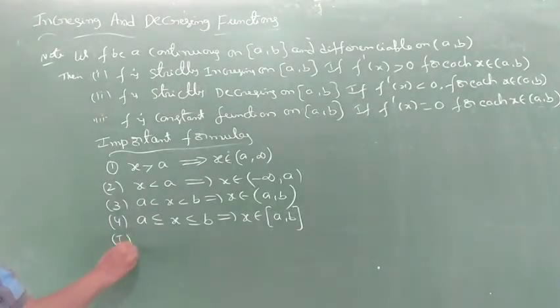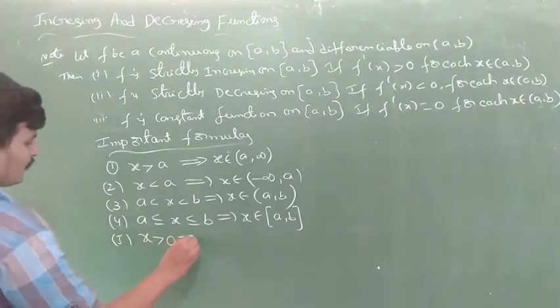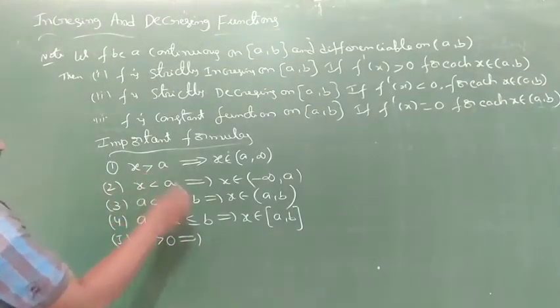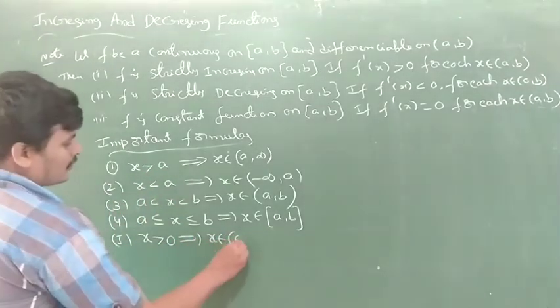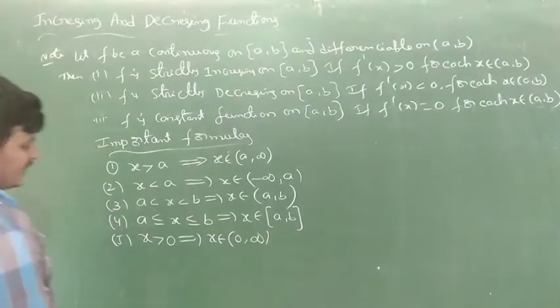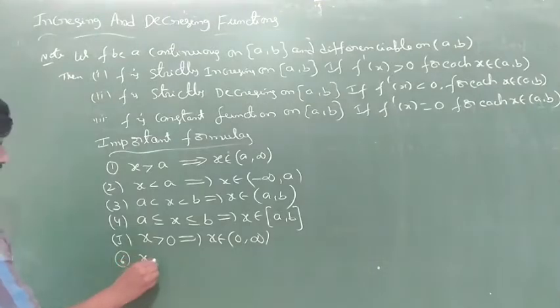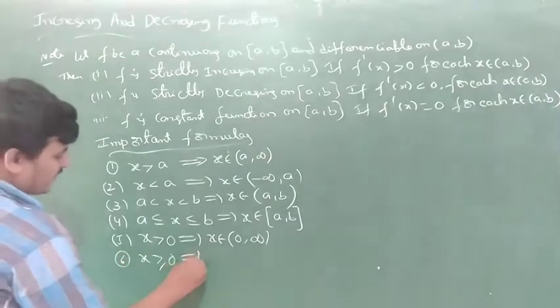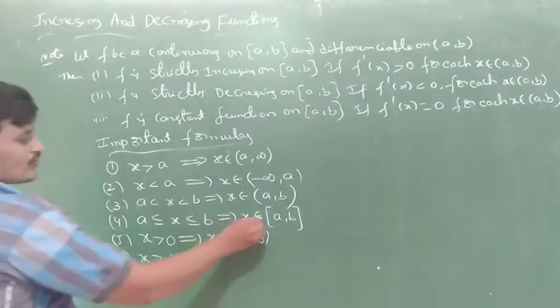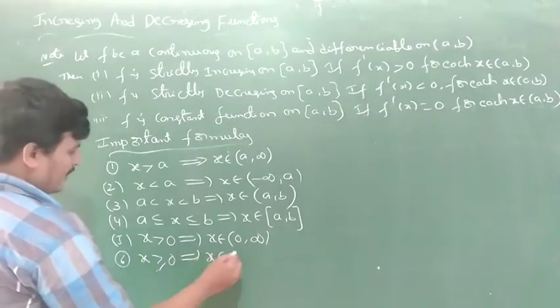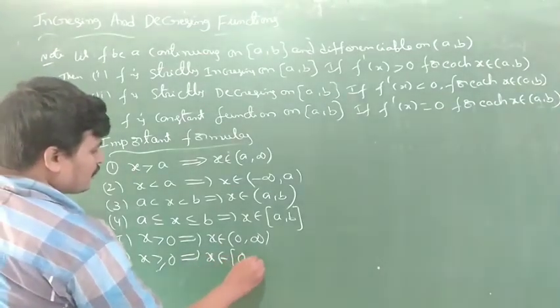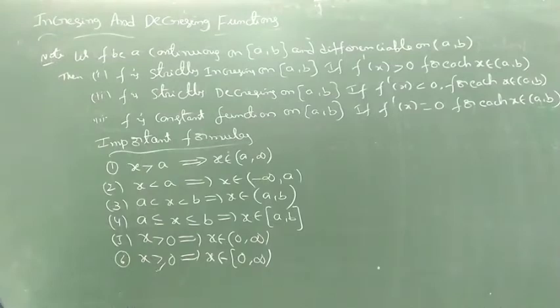Next, fifth one, x greater than 0 means what? X belongs to open interval 0 to infinity. X greater than or equal to 0, greater than or equal to is nothing but closed interval. X belongs to closed interval 0 to infinity. This one.